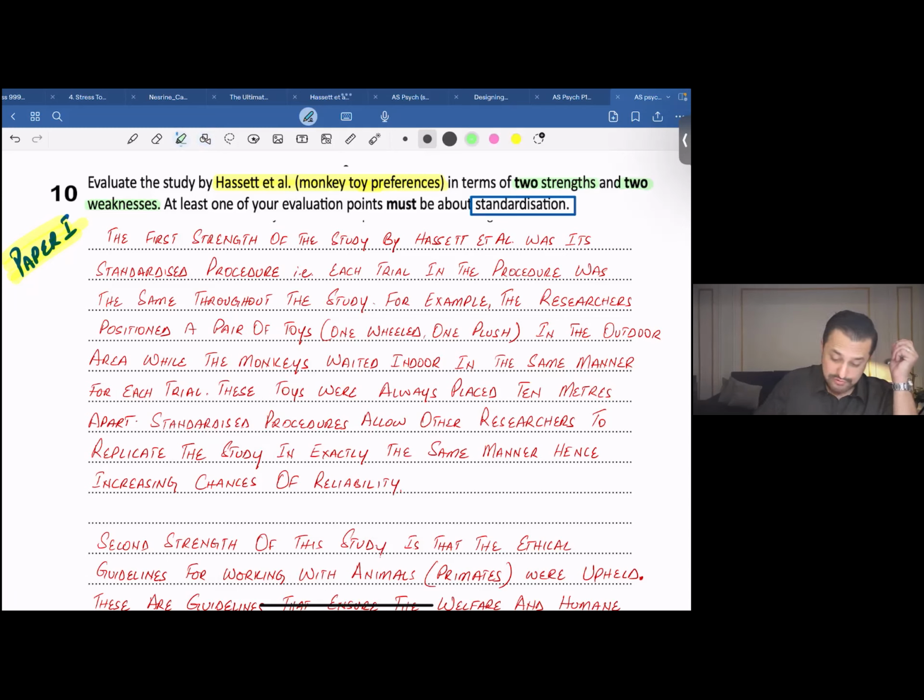Now, if I read the answer over here, the answer reads, the first strength of the study by Hassett et al. was its standardized procedure. Now, why is it that I'm expecting you to write it in this particular manner? You're being very clear to the examiner that you have started your answer with the first strength. Now, a typical question that is asked by many students is, do we include an introduction? No, you do not need to include an introduction. Kindly do not include an introduction, because remember, the time you have is limited. Remember, the space that you have is limited at the same time too.